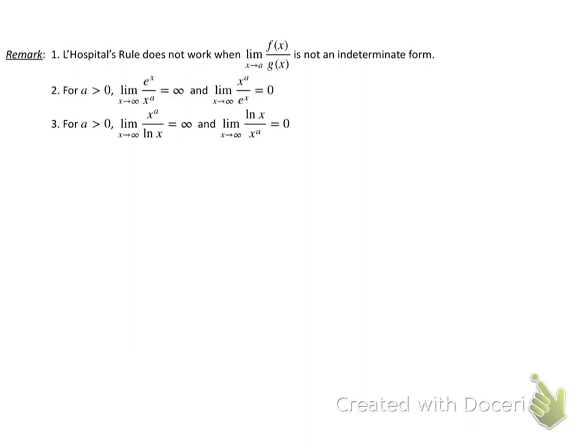Here, I have a bunch of remarks for you. First of all, I can't emphasize this enough. You have to make sure you have 0 over 0 or infinity over infinity. Then you use L'Hopital's rule. It does not work when it's not an indeterminate form. I just showed you in question 3 where x approaches 4, right?